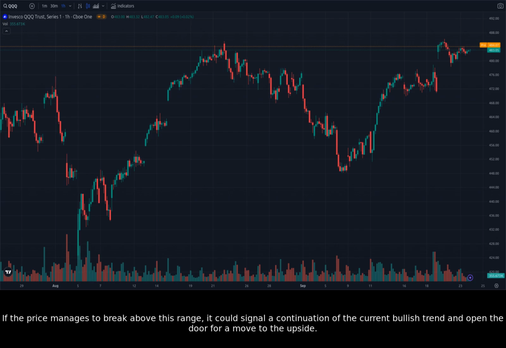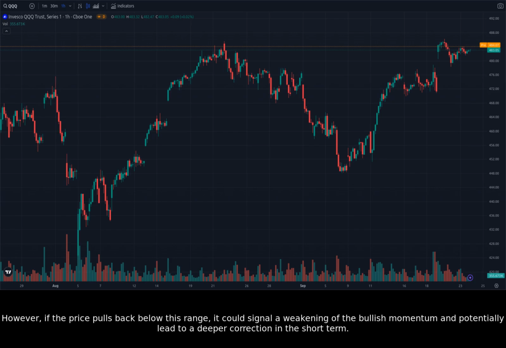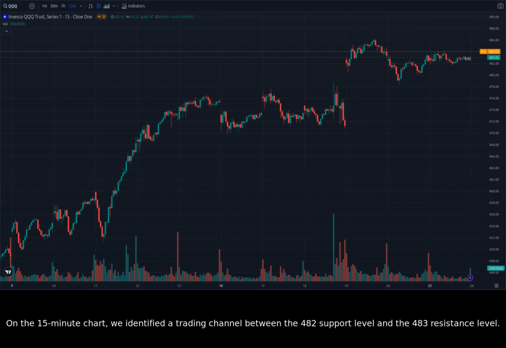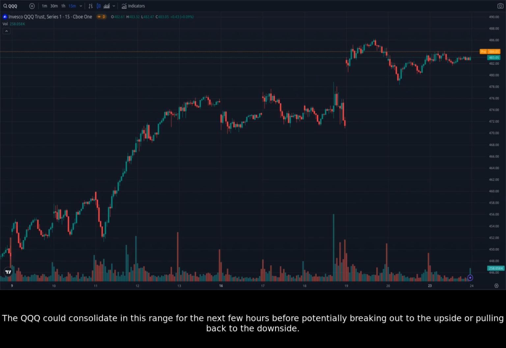If the price manages to break above this range, it could signal a continuation of the current bullish trend and open the door for a move to the upside. However, if the price pulls back below this range, it could signal a weakening of the bullish momentum and potentially lead to a deeper correction in the short term. On the 15-minute chart, we identified a trading channel between the 482 support level and the 483 resistance level. The QQQ could consolidate in this range for the next few hours before potentially breaking out to the upside or pulling back to the downside.